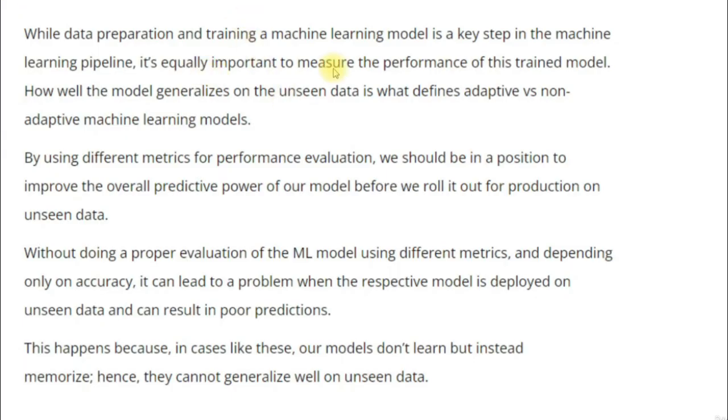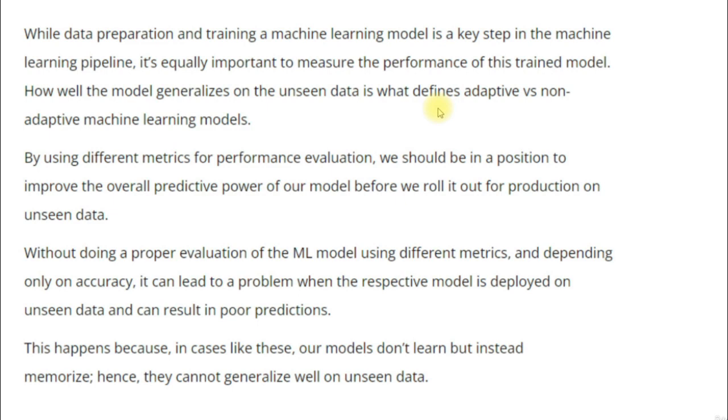While data preparation and training a machine learning model is a key step in the machine learning pipeline, it's equally important to measure the performance of this trained model. How well the model generalizes on unseen data is what defines adaptive versus non-adaptive machine learning models. By using different metrics for performance evaluation, we should be in a position to improve the overall predictive power of our model before we roll it out for production on unseen data. So once we have trained the machine learning model, we'll test it on unseen data. And the most important part in judging the performance of the model is how well it performs on unseen data.